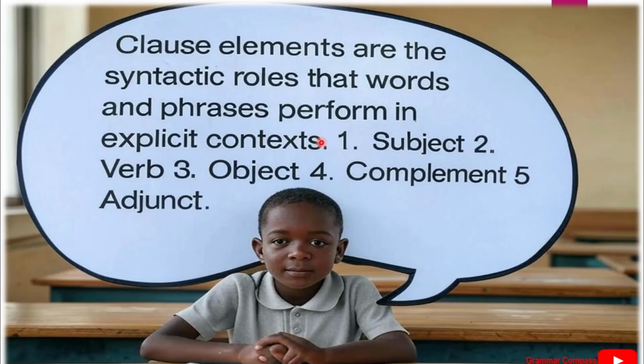A phrase can function as a subject, so a subject is a clause element. A phrase can function as a verb, so the verb is a clause element. The phrase can also function as an object, so the object is a clause element. The phrase can also function as a complement, therefore a complement is a clause element. A phrase can also function as an adjunct, therefore an adjunct is a clause element. The roles that phrases perform in a sentence are what is termed as a clause element. Let us use these examples to explain what we are saying over here.